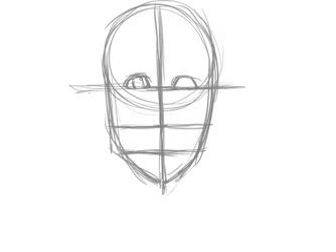Go ahead and add some irises. The top of the iris is usually covered more than the bottom. The bottom usually just kind of touches the eyelid. Mine are very scrumptious right now, but that's okay.